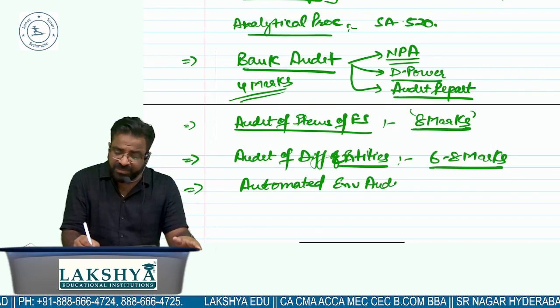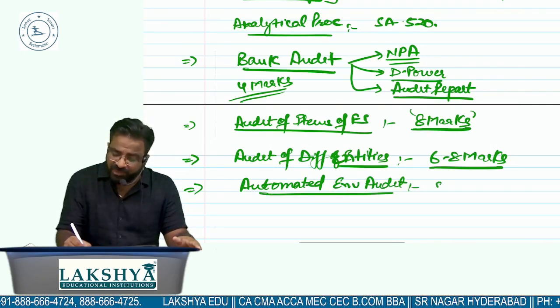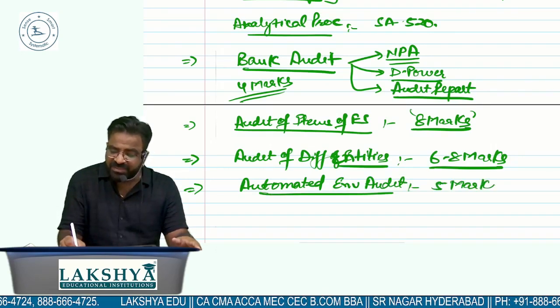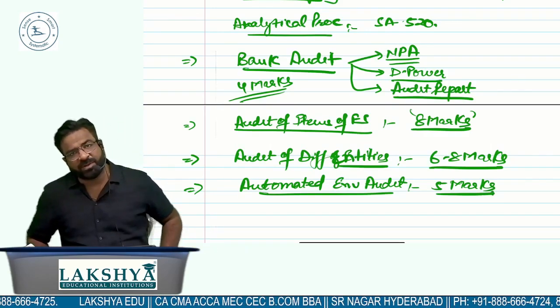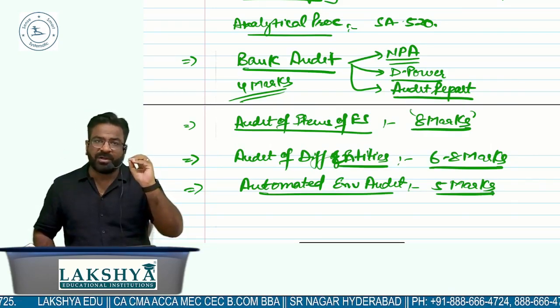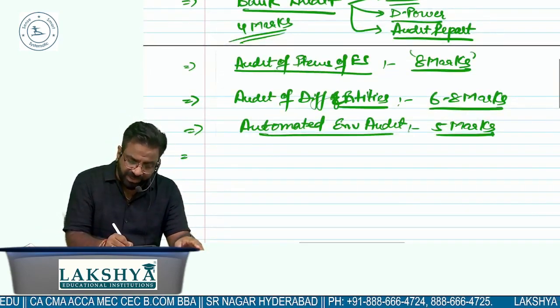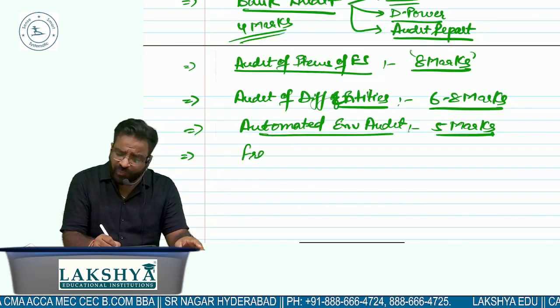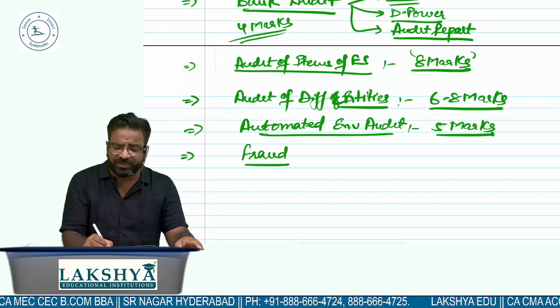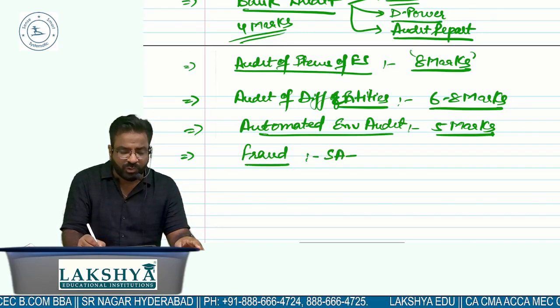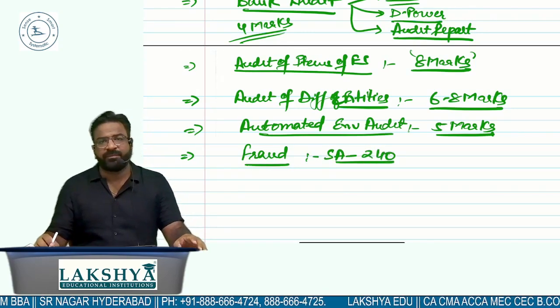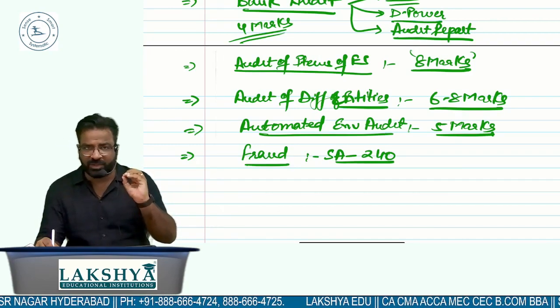This chapter is a must chapter because you can expect a minimum 5 marks question from it. Are you getting the point or not? So audit in automated environment is the next chapter which you need to do. Followed by that, you should do the fraud chapter, right or not? The fraud chapter where you have done SA 240.